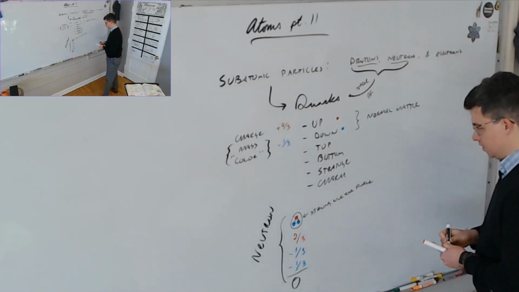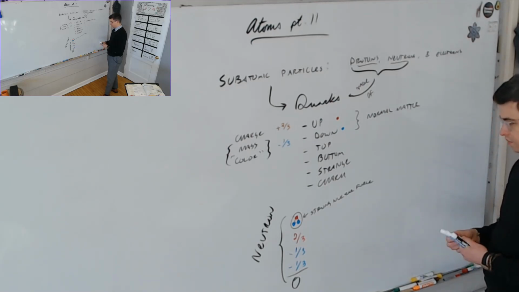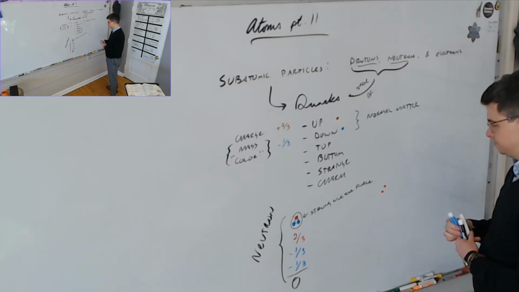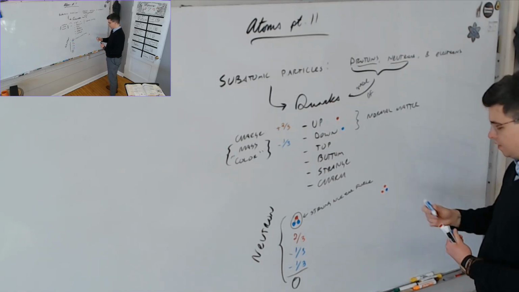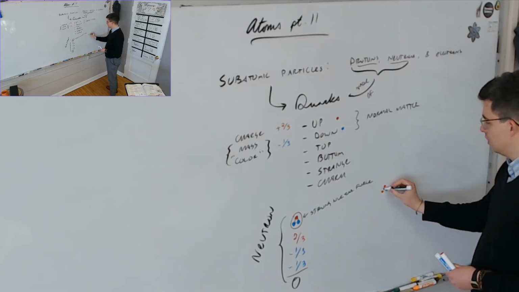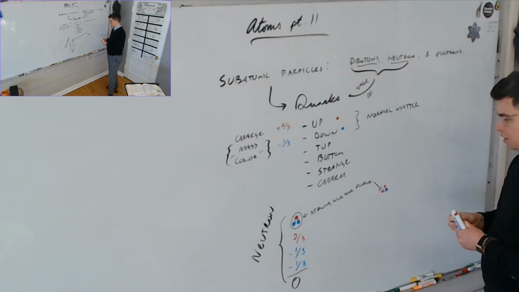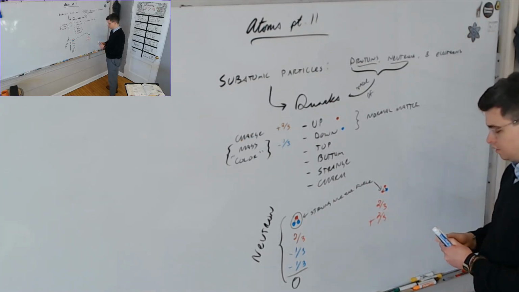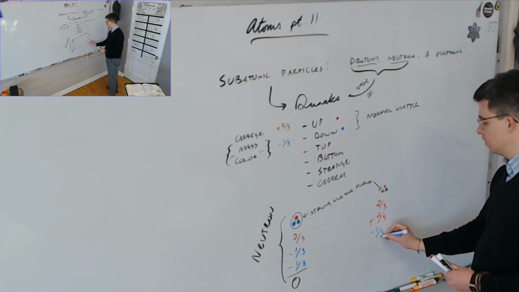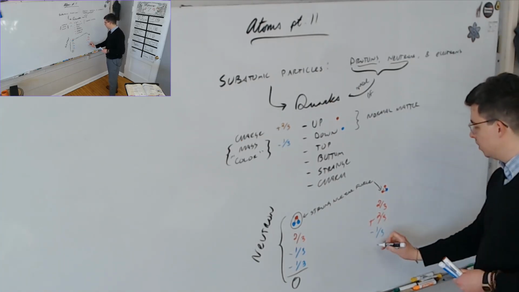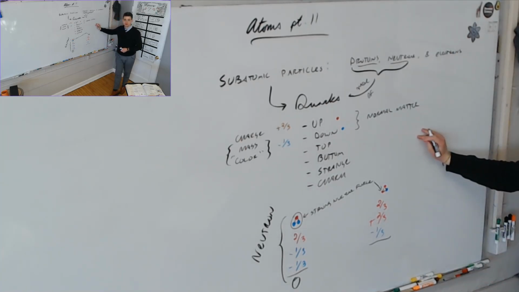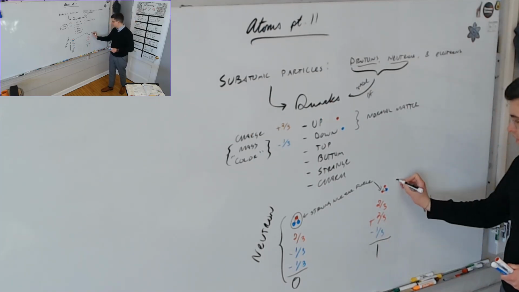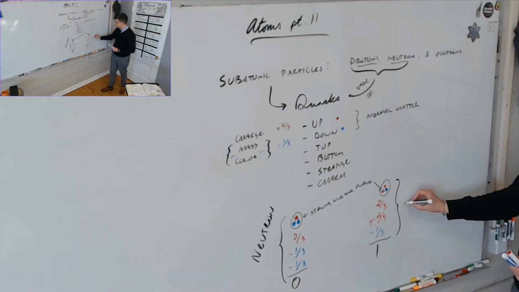Very good. Let's do the other one. So what other combination could we have? We have 2 up quarks and 1 down quark, held together again by the strong nuclear force. Nothing else is different, just the arrangement of them. So now we have positive 2/3 plus 2/3 minus 1/3. What do those add up to? What's 2/3 plus 2/3? 4/3. What's that minus 1/3? 3/3, which adds up to 1. So what is this? A proton.